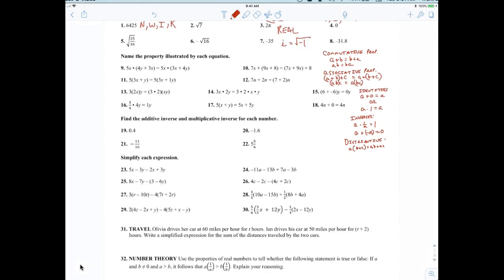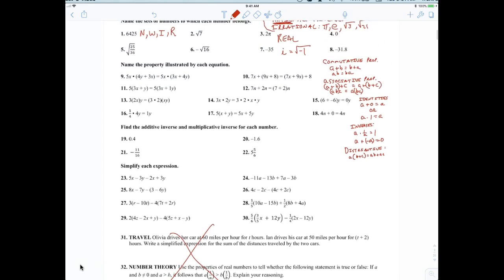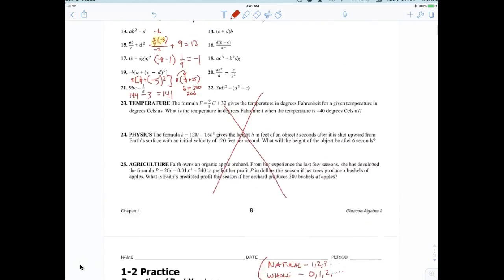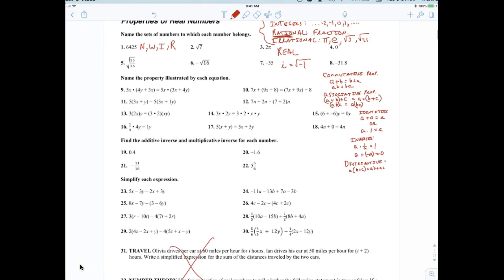Your job is the odds. I don't really care about 31 and 32. So just do the odds on this page. And then what I want you to do is the SAT problems, which is super important. I don't want to be mad, so I'm telling you, do the SAT problems. If you don't know how to do the SATs, come in the morning and let me show you. Good job, for the most part.